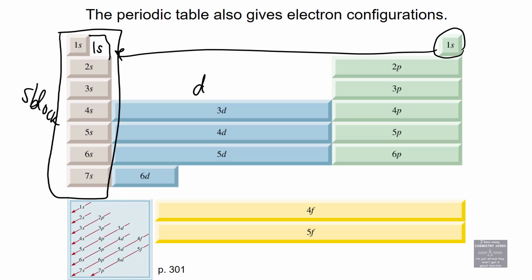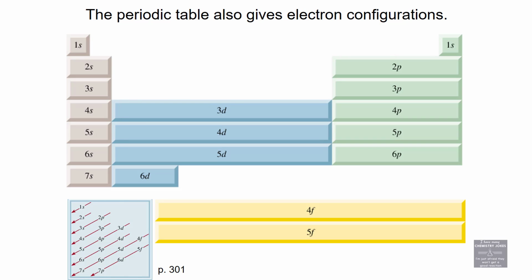This is the D block in blue. This is the P block in green, except for that helium that we've already moved. This is the F block in yellow. The periodic table tells me the arrangement of energies of these shells, subshells, and orbitals. What do I mean? Let's do it with an example.